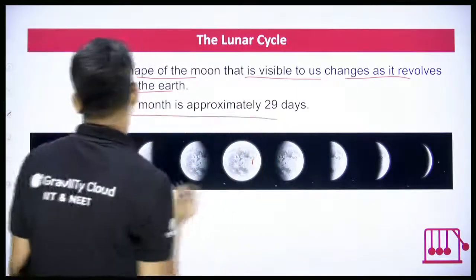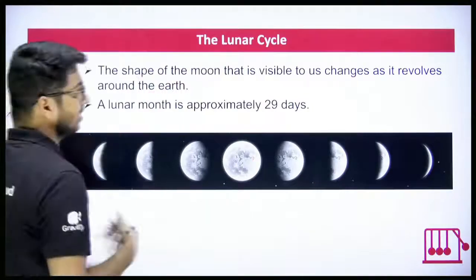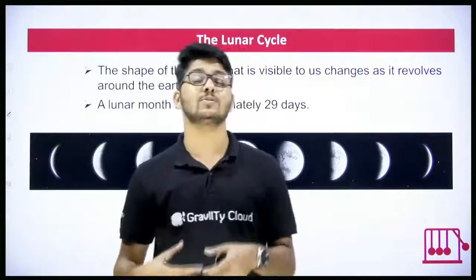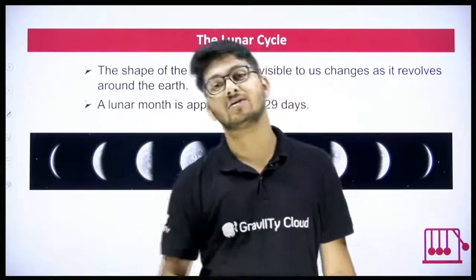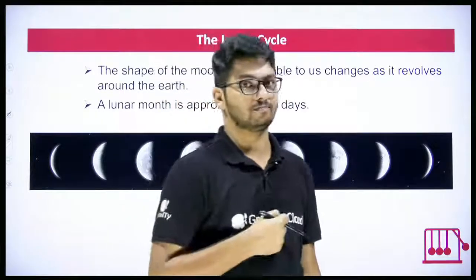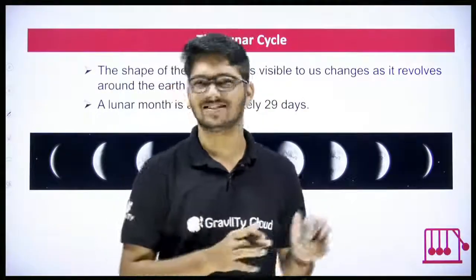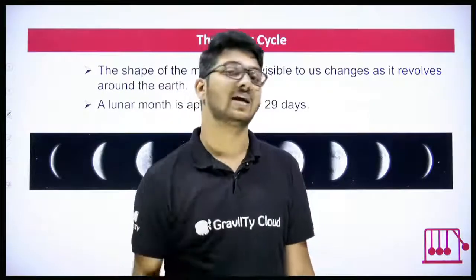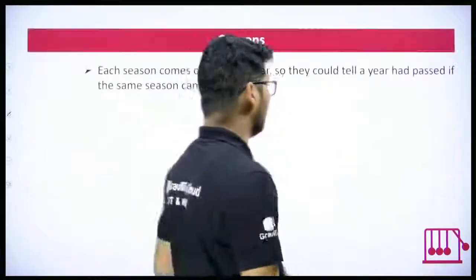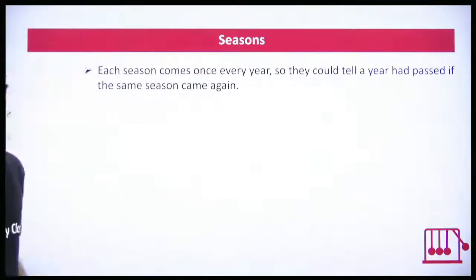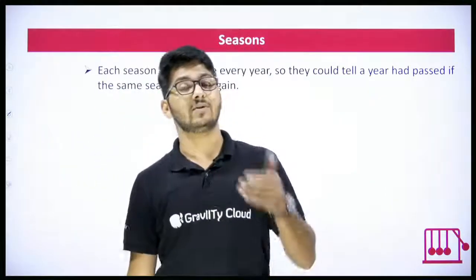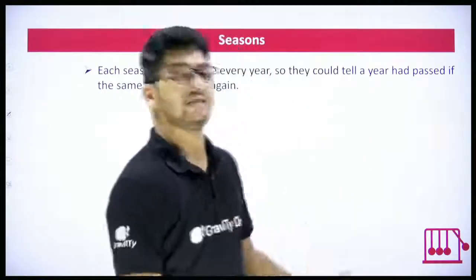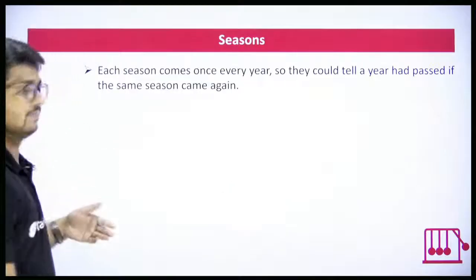And a lunar month is approximately how many days? 29 days. So people also used to measure time in terms of lunar months: 1 lunar month, 2 lunar months, 3 lunar months, and so on. So they had the sunrise and sunset, the day-night cycle, and the lunar month. They also had seasons, and seasons were more important when it came to agriculture. Even today, seasons are very important when it comes to agriculture: when to plant a crop, when to harvest a crop, when to cultivate a crop, all of them.